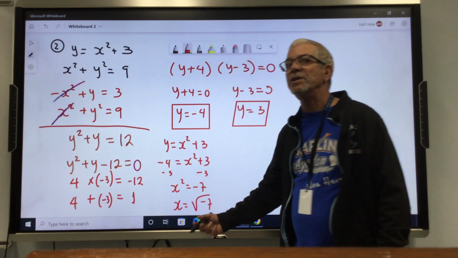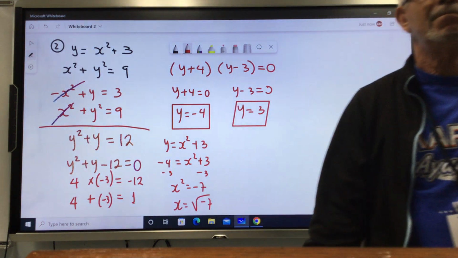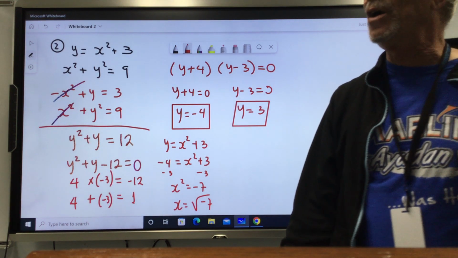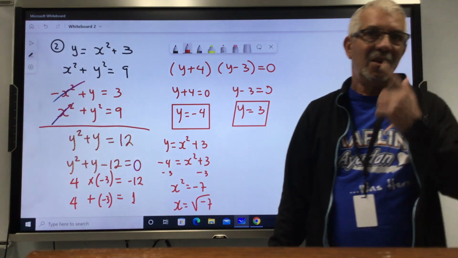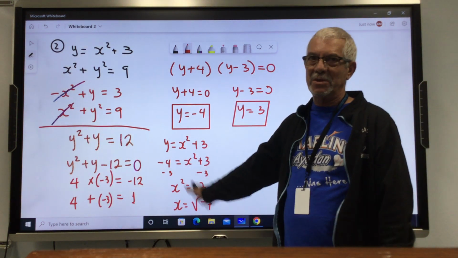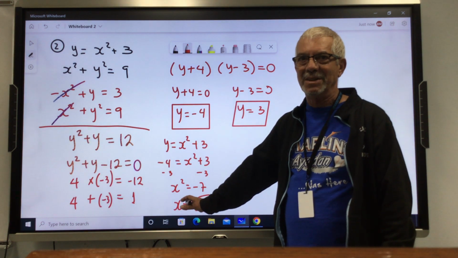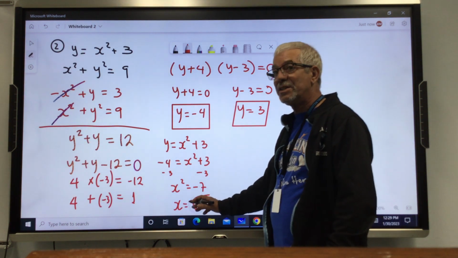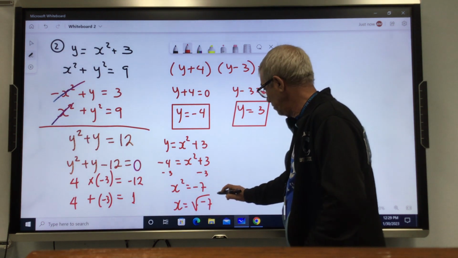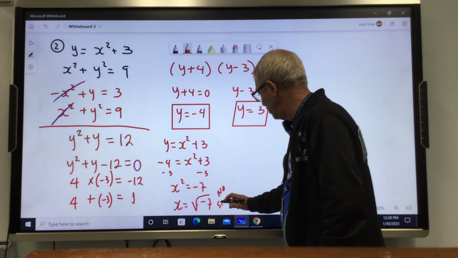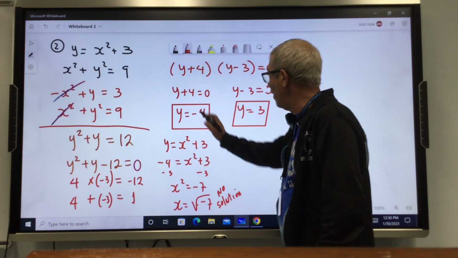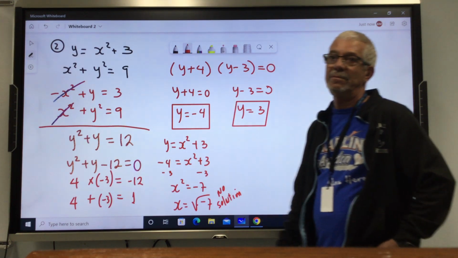What happened with the square root of negative 7? Can we find the square root of a negative number? No. Well, in the complex numbers, yes, but we're not in complex numbers right now. This is the real numbers, okay? If we find this in the calculator, it says error, so for this value of y there will be no solution.